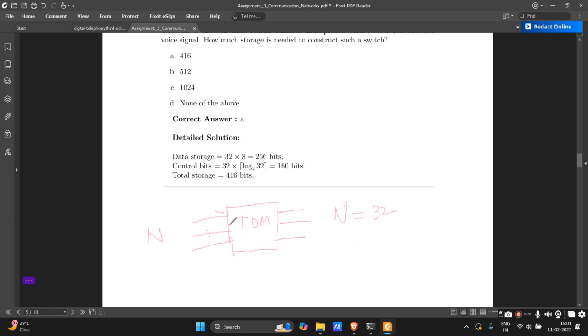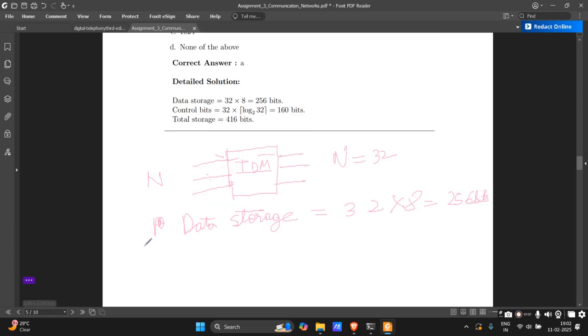Now each of these lines is carrying a PCM signal. So the data storage required is 32 into 8, because each of them is carrying a PCM signal of 8 bits. 32 into 8, so 256 bits. Now this is the data storage, the easier part. But what is the control storage?